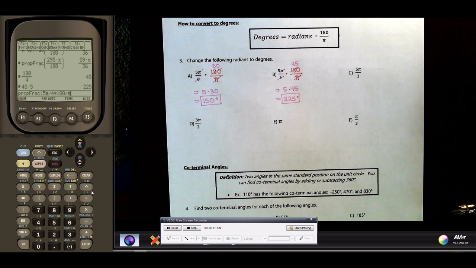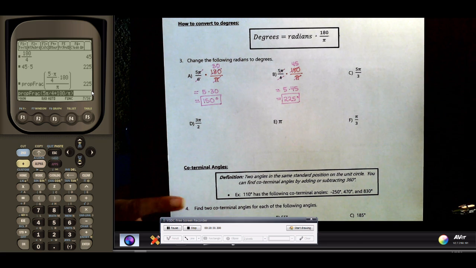And again, pi is second up. And from here, close your parentheses, hit enter. It's going to look a little wonky up here, but it does give you the right answer. It just formats it a little bit differently, and that's okay. You still get the right answer. So you can plug it in just like that.